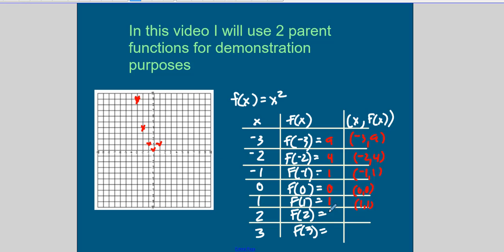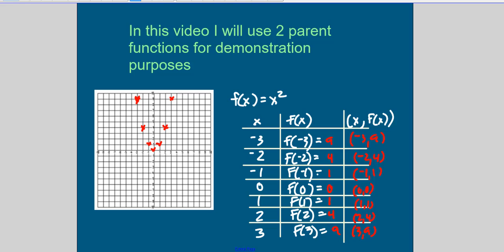Then f of 2 is 2 squared, which is 4, so that's 2, 4. And then f of 3 is 3 squared, which is 9, so that's the point 3, 9. We'll be using this function quite a bit in this video.